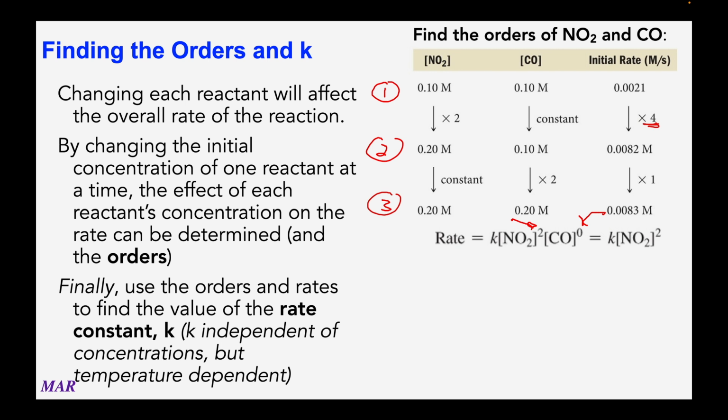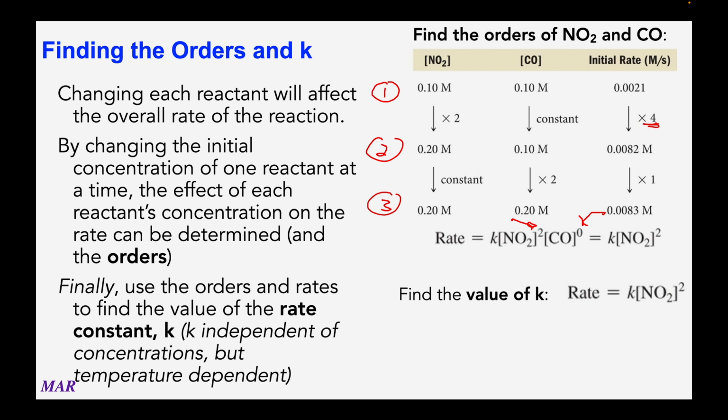We did the same thing for CO in 2 versus 3. We left the NO2 the same, so there's no effect on the speed from the NO2. On the other hand, the CO went from 0.10 to 0.20, that's doubling it. So 2 to the x in that case equals 1. There was no effect on the rate. X is going to be a 0 order reactant.